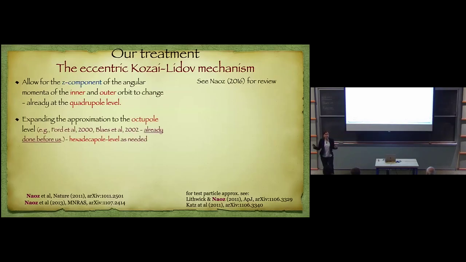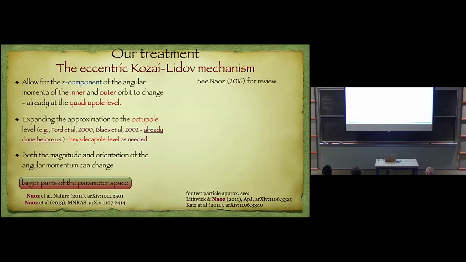We expanded to the next level of approximation. There is a perturbation series. In some of the works that I'm going to show you, we also went to the even higher-order hexadecapole level, because that made a difference. And we can tap a large part of the parameter space. The main problem with the 60s calculation was that you really needed to fine-tune the initial conditions to get anything interesting happening. And we all know if we need to fine-tune something, that probably doesn't work for most systems. So now we don't need to fine-tune anything.